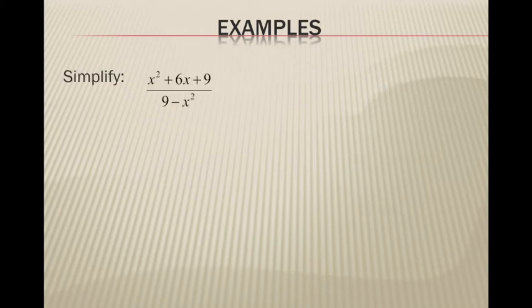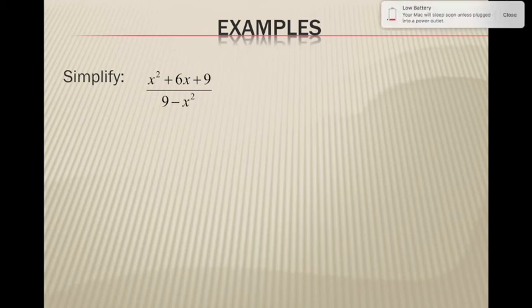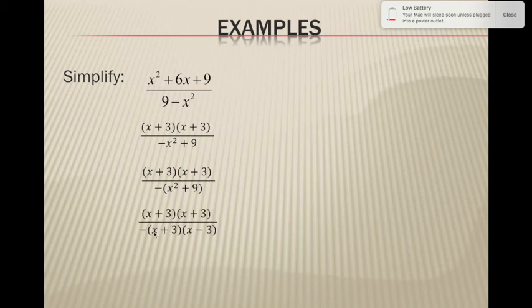Okay, simplify. x squared plus 6x plus 9 all over 9 minus x squared. Okay, so I can factor. I need to find two numbers that multiply together to equal 9 but add together to equal 6. So 3 and 3. And then this is negative x squared plus 9, so I want to write this in standard form. I'm going to factor out the negative sign. So then this becomes x plus 3 and x minus 3. Then the x plus 3's cancel out, leaving me with x plus 3 over negative x plus 3, or x plus 3 over x minus 3.